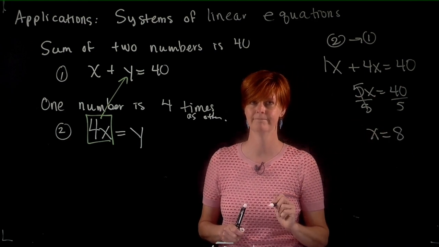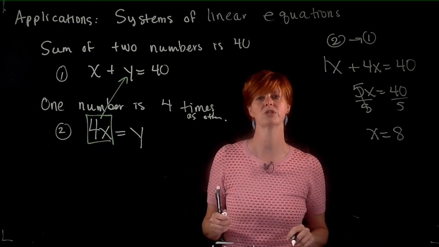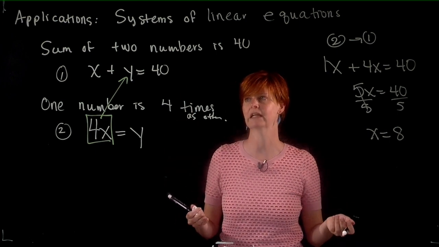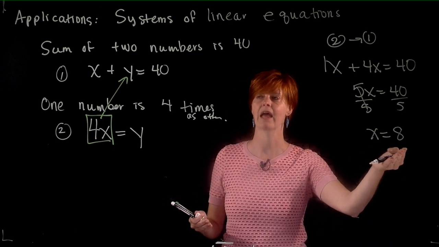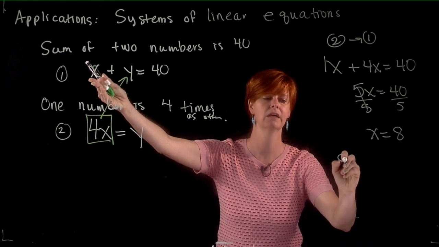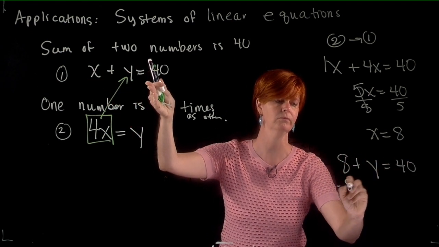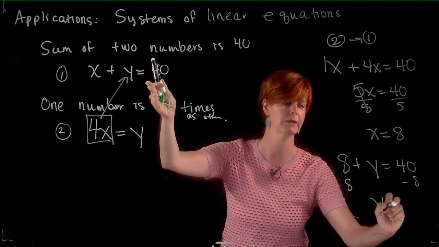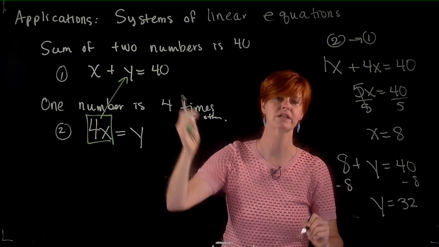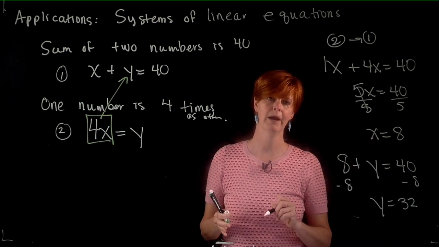Am I done? No, because it's like the systems of linear equations, there is two things you're finding. I only found the x. Now, if x was 8, what does y have to be? Well, we can do this in our head, but to be clear, I'm going to write it out. Y is 32.